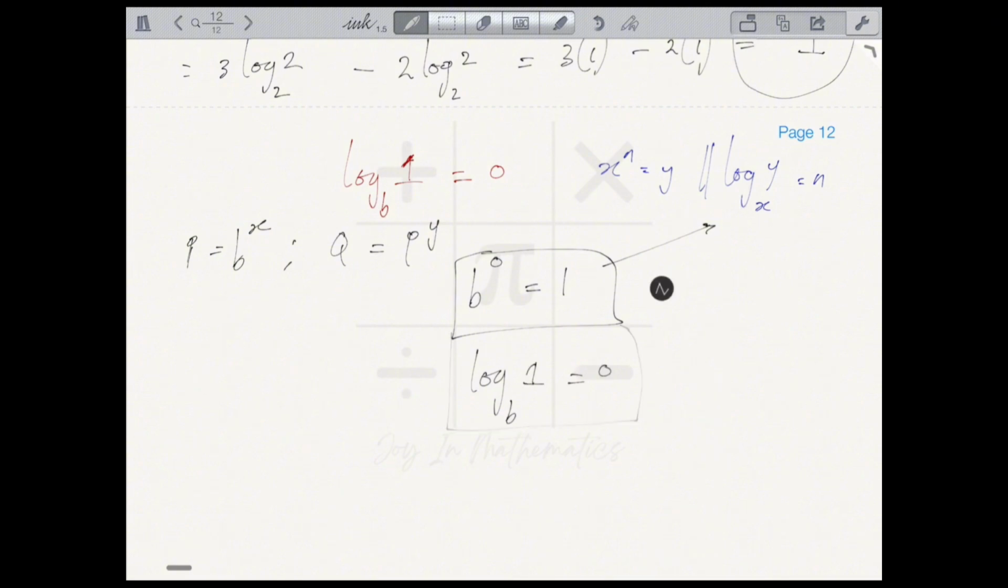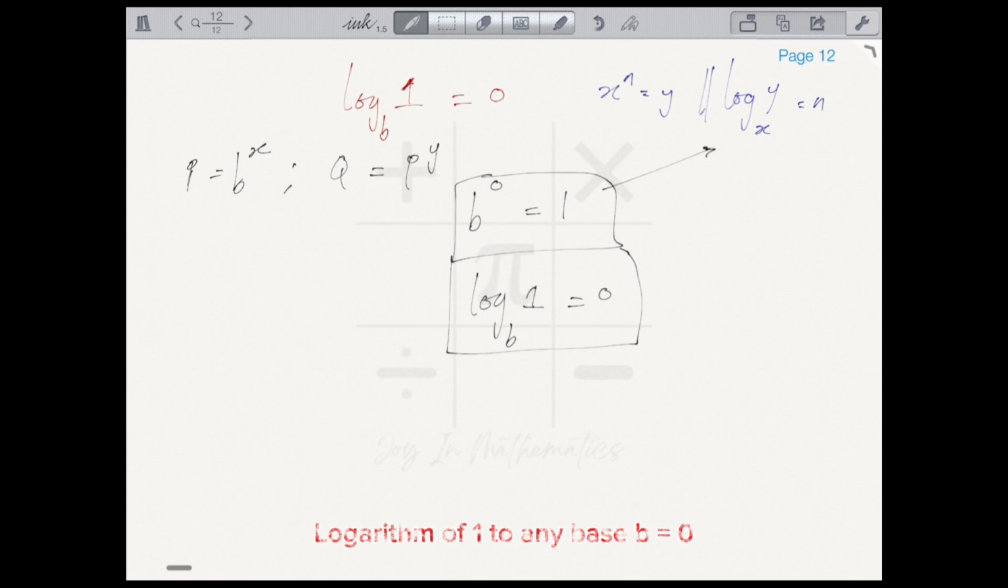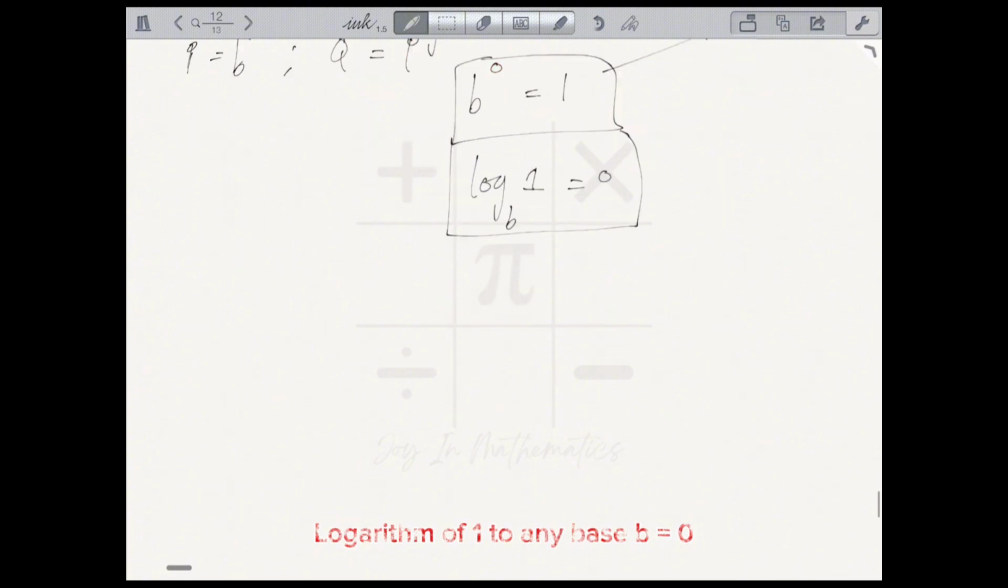So everything is based on how we can relate index form to logarithm form. So if b raised to the power of 0 is 1, then log of 1 to any base b is equal to 0.